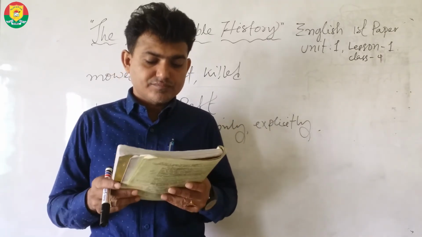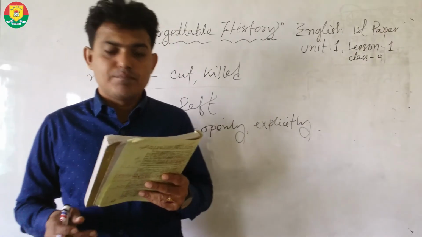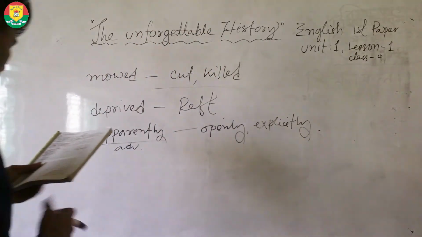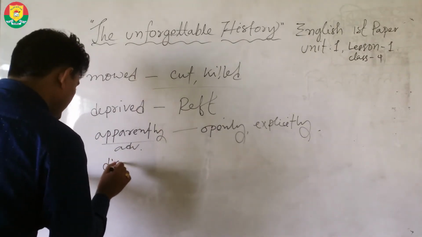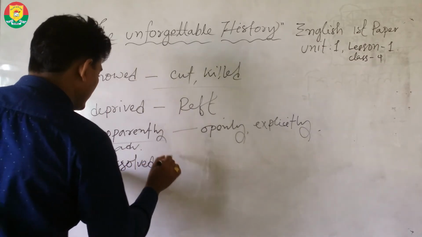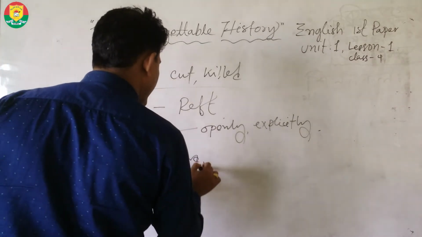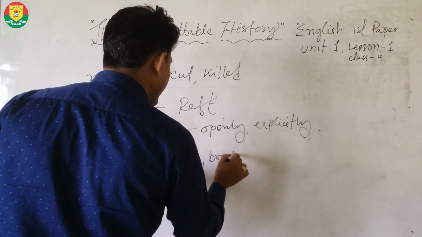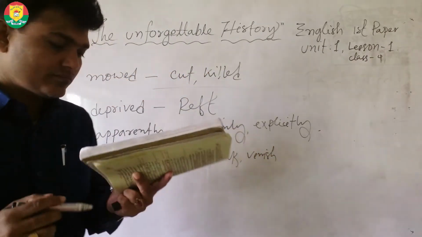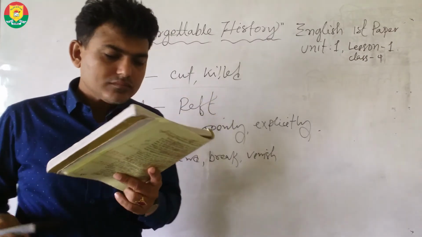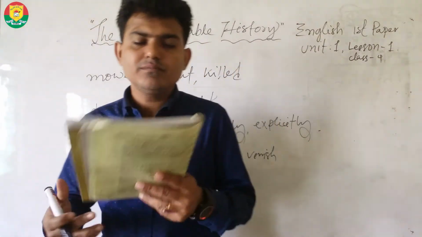Here, another important word, dissolve. End, break, vanish, dissolve. D-I-S-S-O-L-V-E. Dissolve is a verb. End. Break. B-R-E-A-K. Break. Vanish. V-A-N-I-S-H. Vanish. Dissolve. This is the past form, dissolved. Okay.